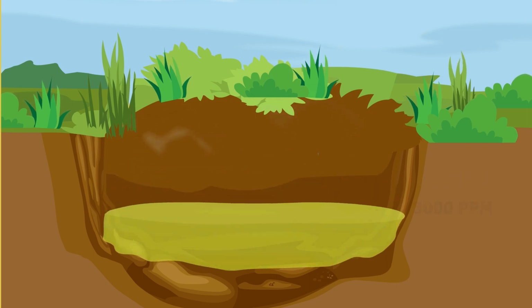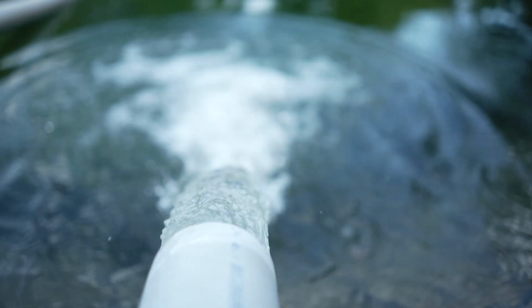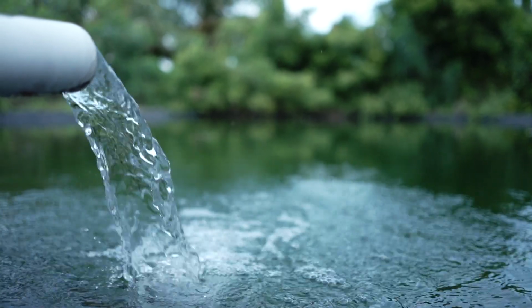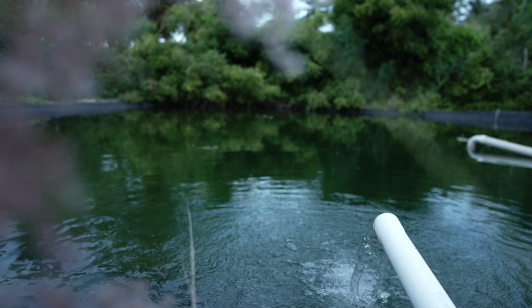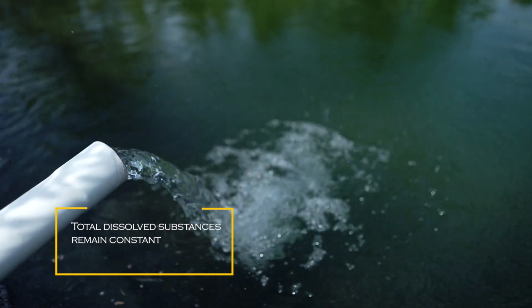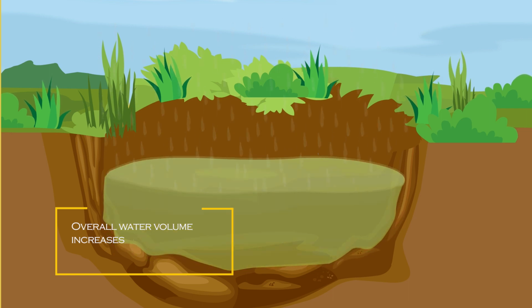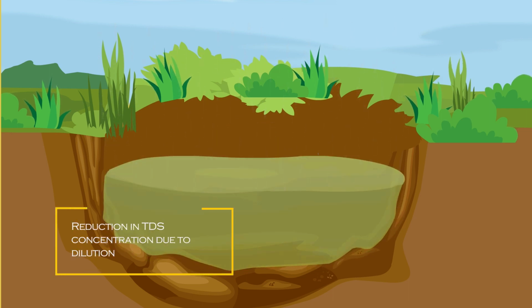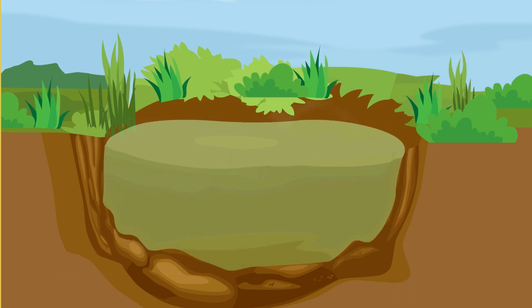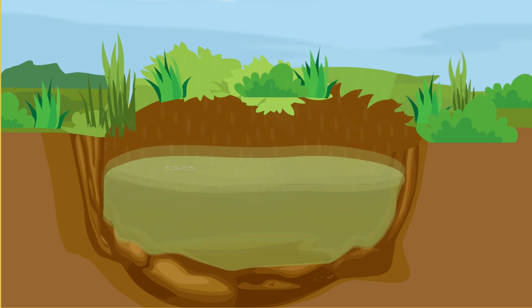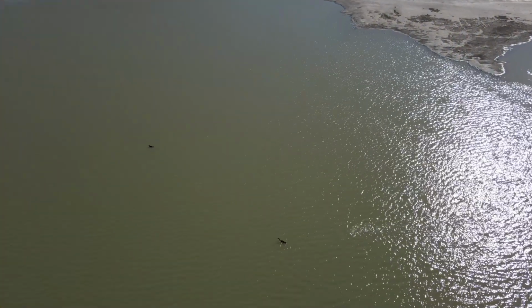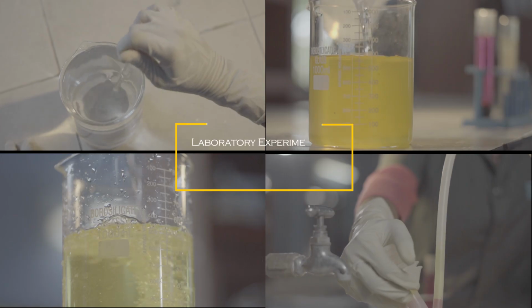Dilution occurs when fresh water is introduced into an existing water body, whether through rainfall or pumping. Throughout this process, the total dissolved substances within the water remain constant, but the overall water volume increases, leading to a reduction in TDS concentration. This dynamic interplay between evaporation and dilution is observed in natural settings such as lakes and in controlled environments like laboratory experiments with small water quantities.